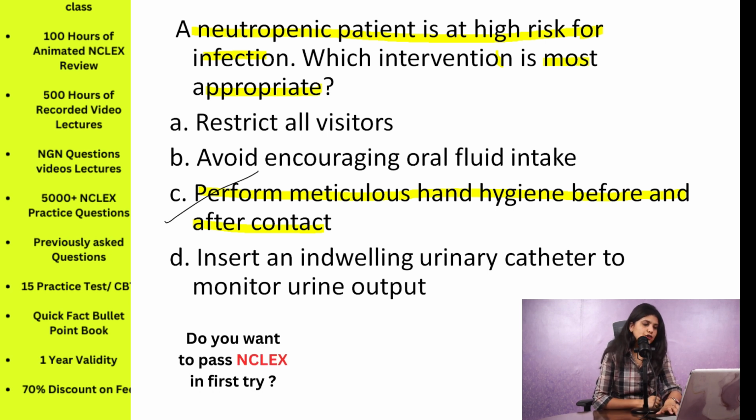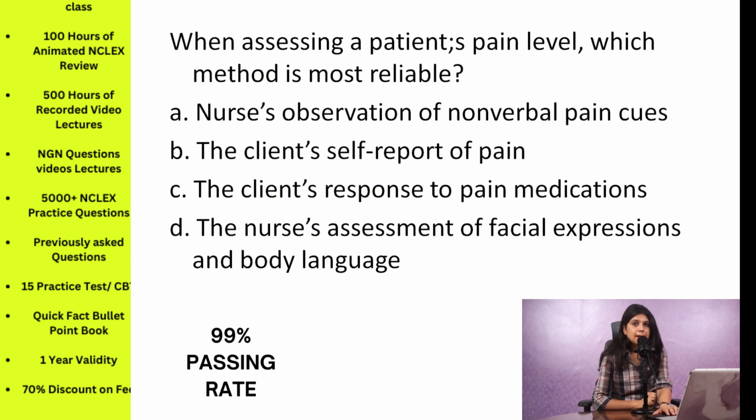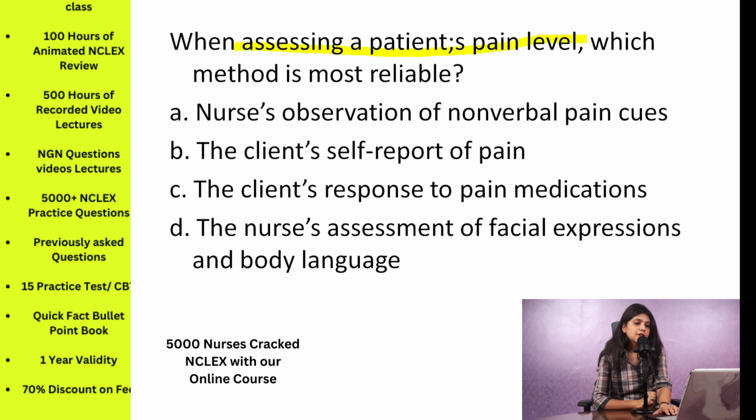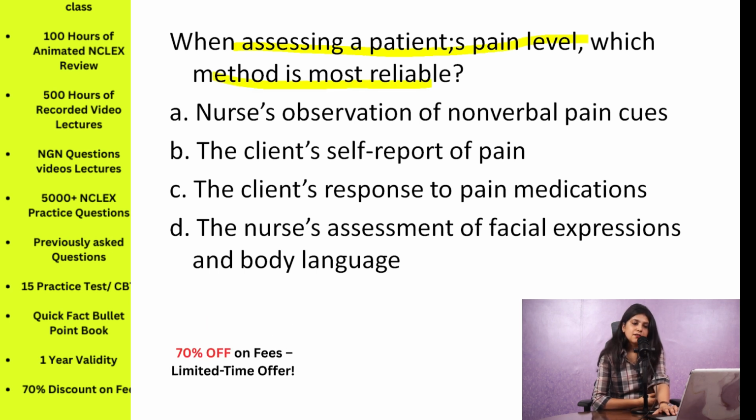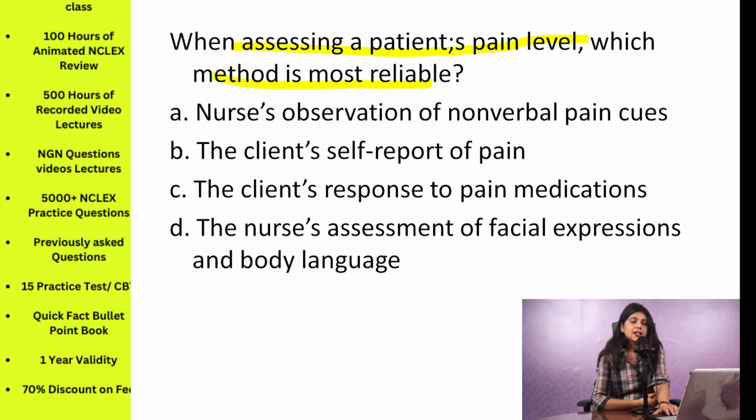Let's tackle another question. When assessing a patient's pain level, which method is most reliable? A. A nurse's observation of nonverbal pain cues. B. The client's self-report of pain. C. The client's response to pain medications. D. The nurse's assessment of facial expressions and body language.